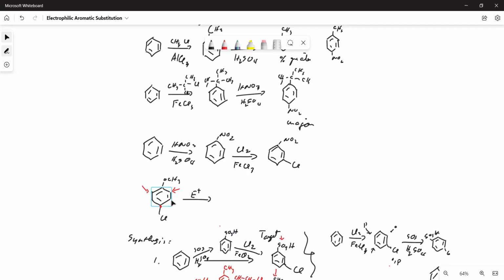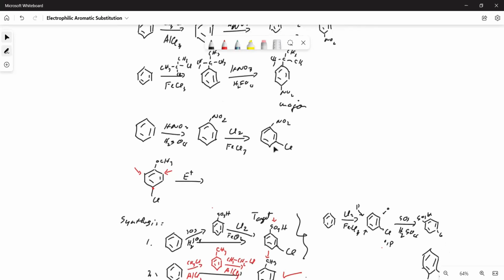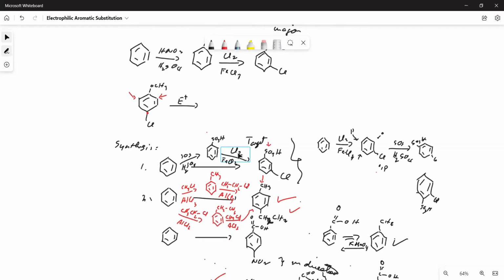Not here, because below is the ortho to the chlorine, but above is the ortho to the methoxy. So there are supposed to be two products here, ortho and para, but the para is already occupied by the halogen, so you will end up with only the ortho product. Okay? Now let's go to synthesis.